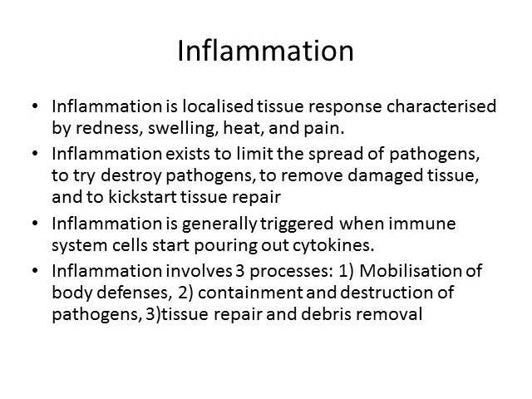The reason the body can undergo inflammation is because it has a couple of benefits, such as limiting the spread of pathogens. It also helps to destroy pathogens, it removes damaged tissue, and can also kickstart tissue repair. And generally, inflammation is triggered when immune system cells start pouring out pro-inflammatory molecules, in other words, pro-inflammatory cytokines. And inflammation involves three processes. First of all, mobilization of body defenses, containment and destruction of pathogens, and then the last stage, tissue repair and debris removal. We'll go through each stage one by one on the next few slides.